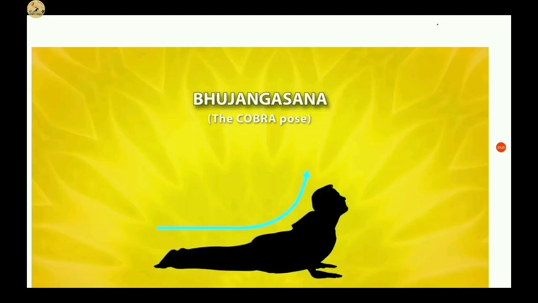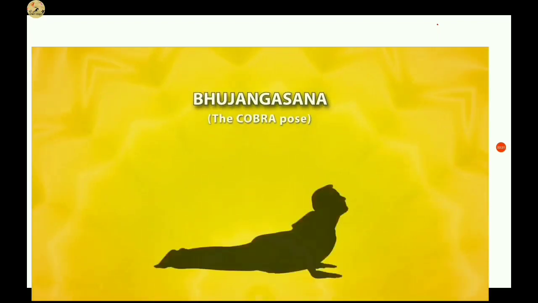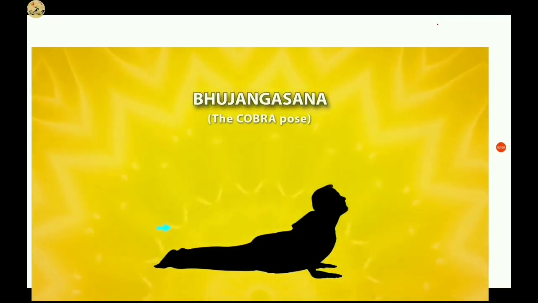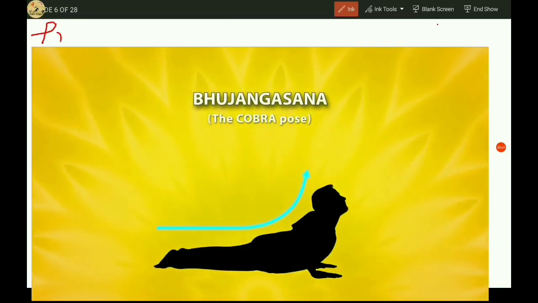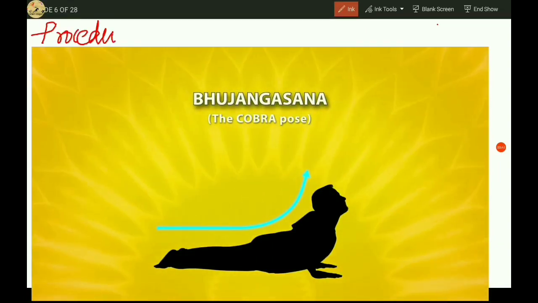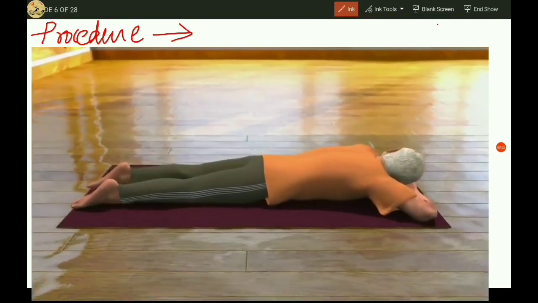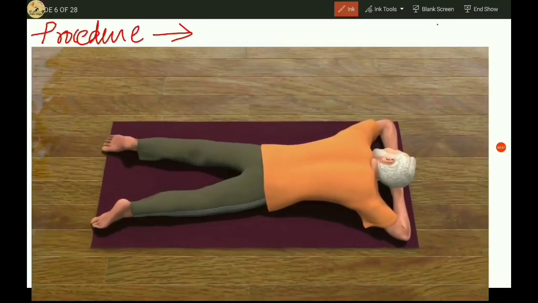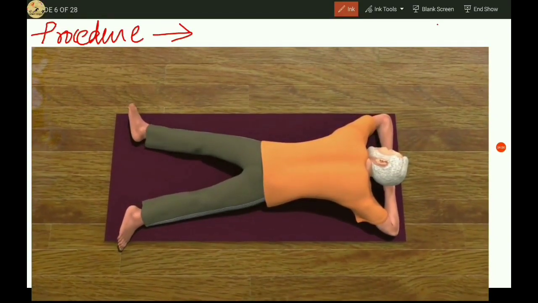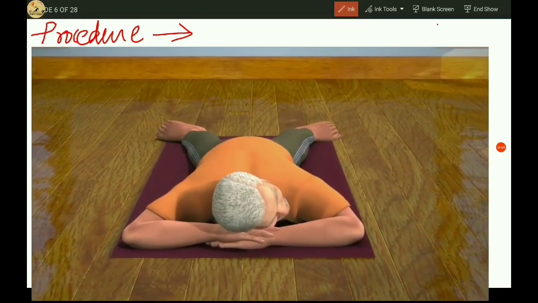Bhujangasana. Bhujang means cobra. While doing this asana, the upper portion of your body is raised above the ground in the same way a cobra raises its hood. This is the procedure. To do this asana, you will first have to come into the Makarasana pose, for which you will have to lie down on the floor on your stomach. Listen carefully. Keep your legs at a distance from one another. Rest your head on your palms and relax your body.